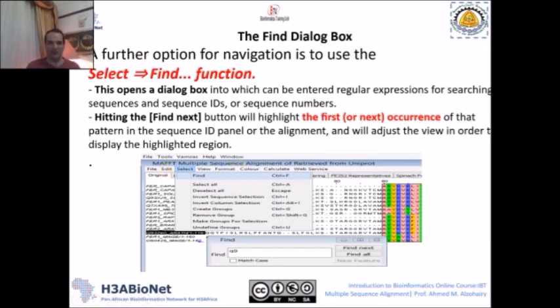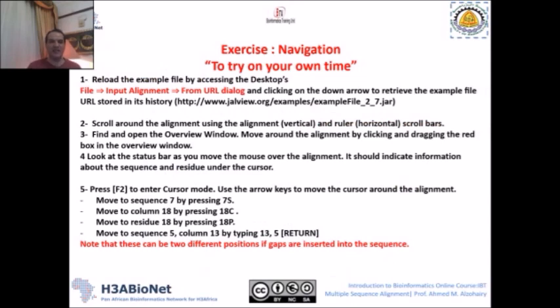So if you have a large and big alignment, you can simply search for a specific sequence you are looking for. For example, for human, for mouse, for whatever sequence you're looking for, you can go directly to that sequence. This exercise, try it in your own time.